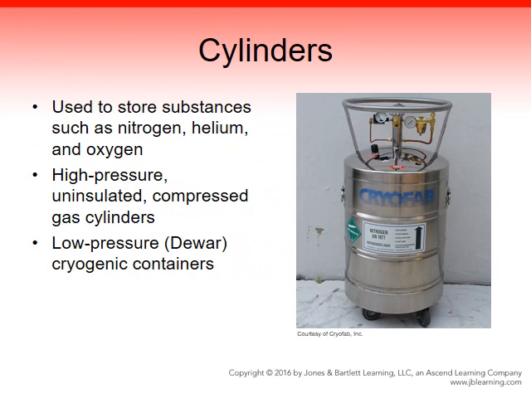Cylinders. These are used to store substances such as nitrogen, argon, helium, and oxygen. These are often high pressure type containers. They are uninsulated and they do hold the compressed gas. You can also have low pressure cryogenic containers, as seen here.